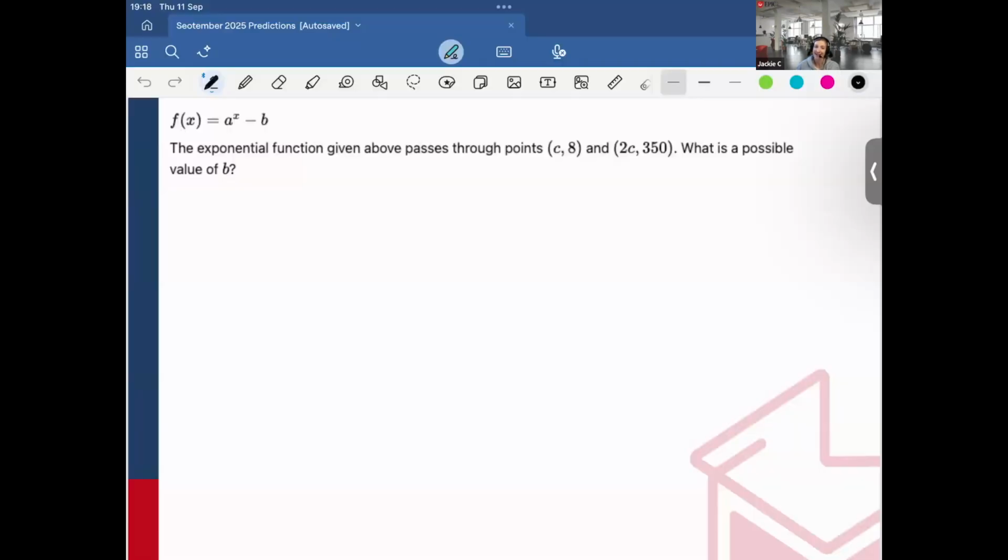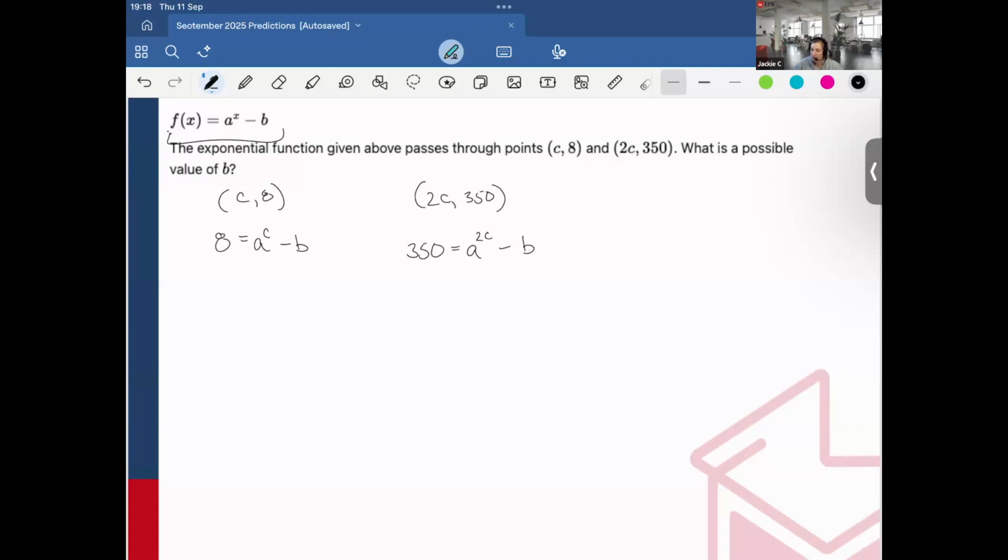Now let's take a look algebraically. So algebraically, we would just type in the coordinates like we have here. So we have C, 8, and we would just put them into our table here. So it would be 8 is equal to a to the c minus b. Likewise, 2c, 350. That would be 350 is equal to a to the 2c minus b.